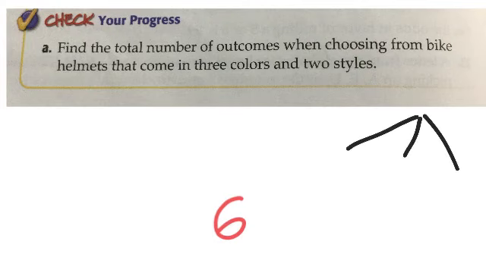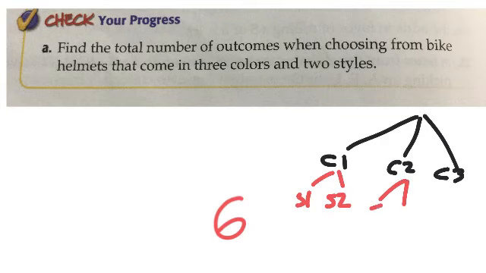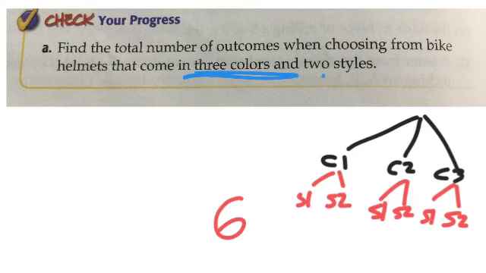Okay, so if I made a tree diagram, you should have had 3 colors. Right? So we don't know what the colors are. Color 1, color 2, color 3. And then you have style 1 and style 2, for each color, to get the 6 different outcomes. Or you could use the fundamental counting principle. If there were 3 colors and 2 styles, you just multiply the number of different colors by the number of different styles to get 6.